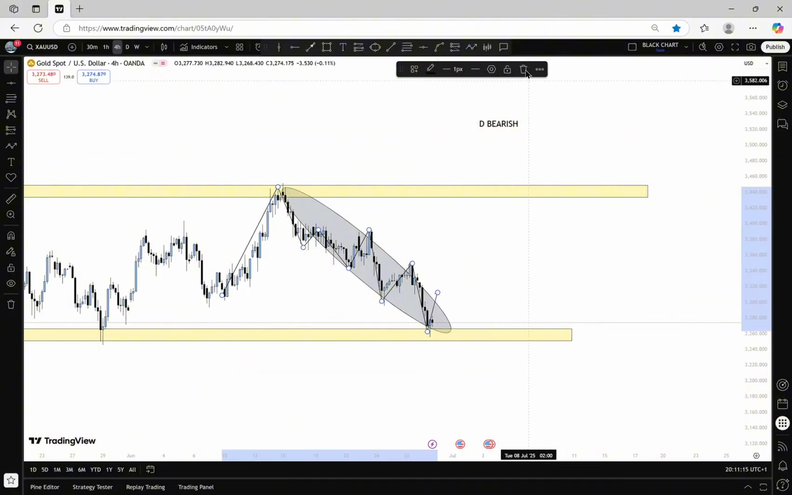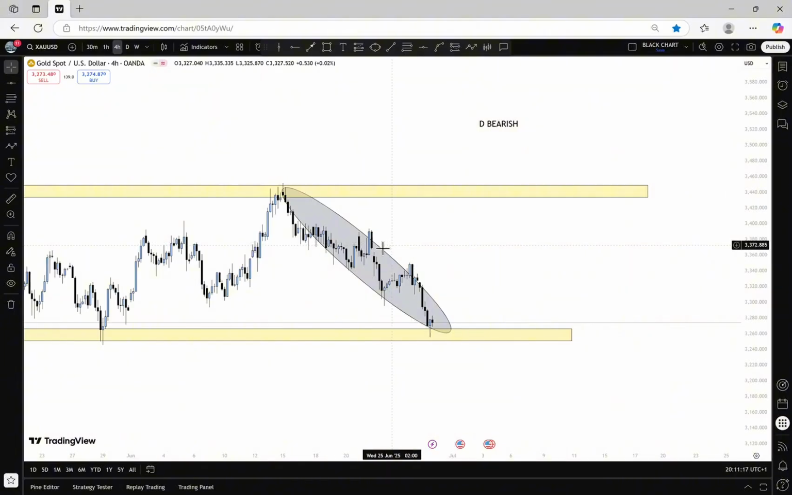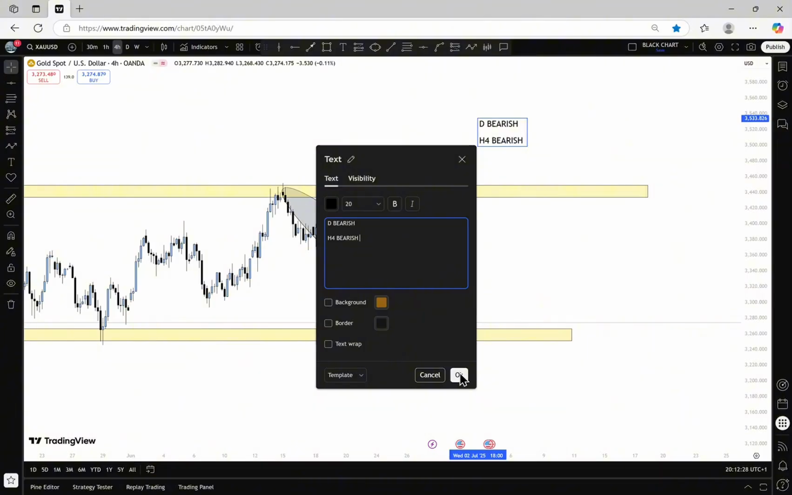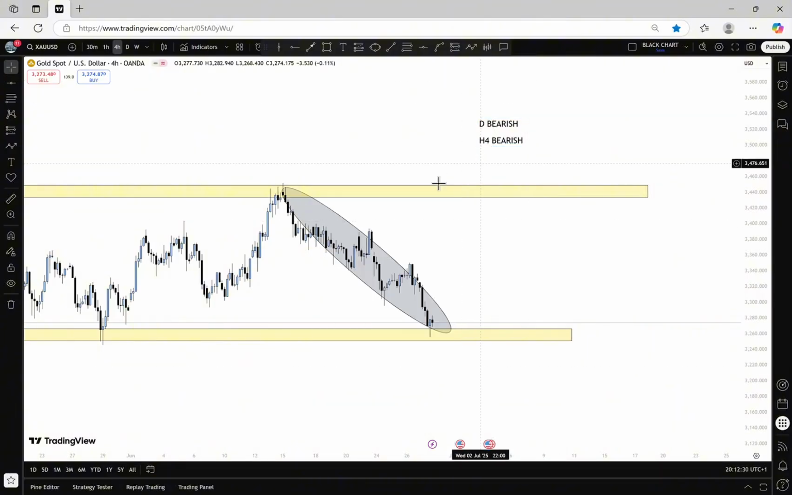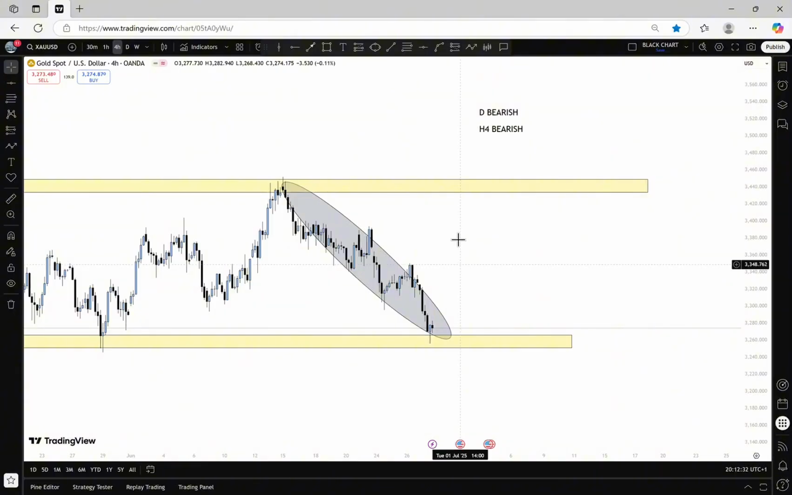What are you expecting as a trader? You should only be looking forward to a selling opportunity. The daily time frame is bearish. The 4-hour time frame here is bearish, as you can see. What are we seeing now?